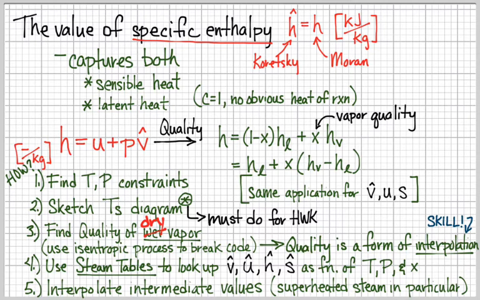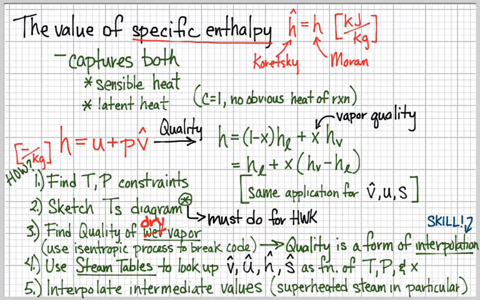That's a good point. So we want to actually find the quality of the dry vapor, but the actual mixture will be a wet vapor. So, moving on. Then we look up in the steam tables any of our particular values based on the saturated liquid and the saturated volume terms, looking them up as a function of temperature, pressure, and quality. We interpolate any intermediate values, including when we're doing superheated steam.